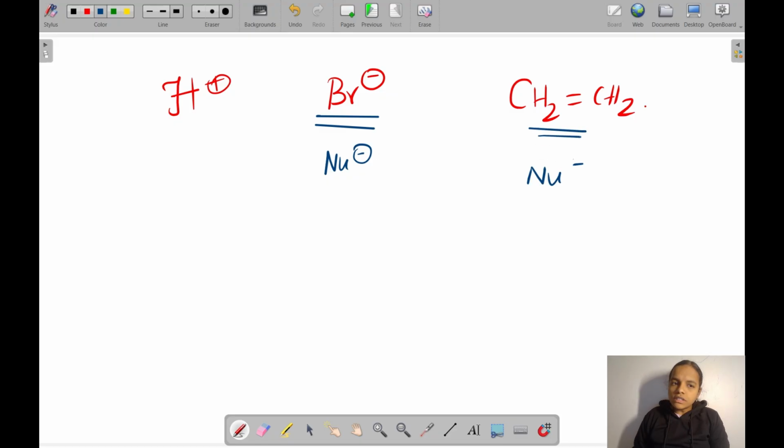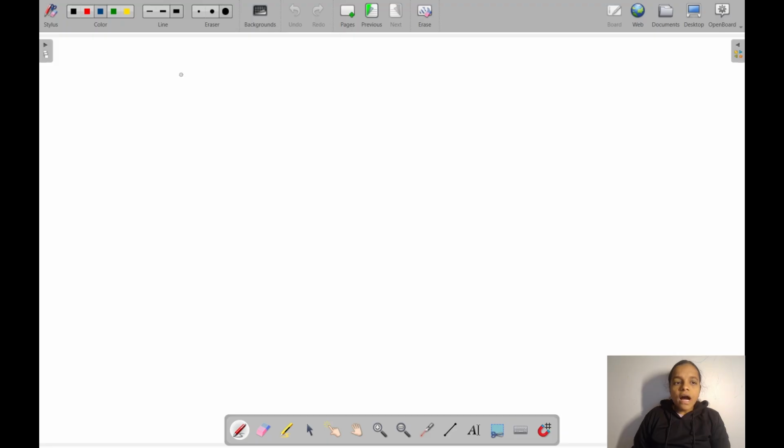This has a positive charge, and this could be a part of HBr. So this is an electrophile. So it has a positive charge. Now let's see a simple example of alkene bromination. This is a very simple example of identifying the basics and fundamentals of nucleophile and electrophile.